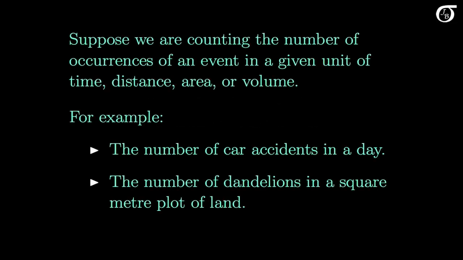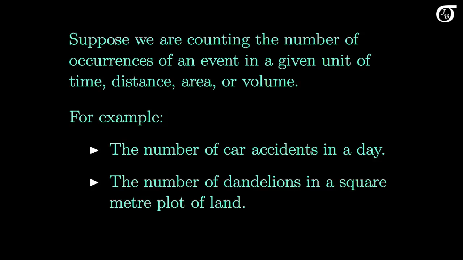Let's look at an introduction to the Poisson distribution, an important discrete probability distribution. Suppose we are counting the number of occurrences of an event in a given unit of time, or distance, or area, or volume. For example, we might be counting up the number of car accidents in a day in a city like Toronto perhaps, or the number of dandelions in a square meter plot of land.